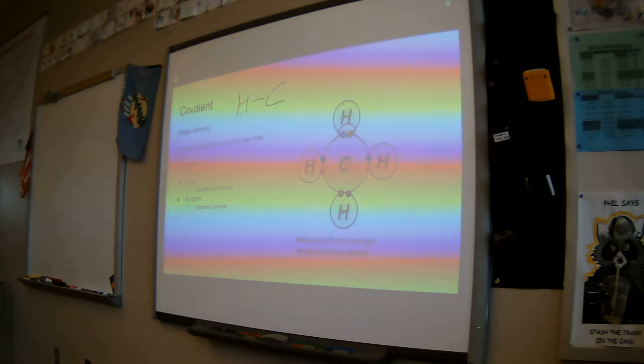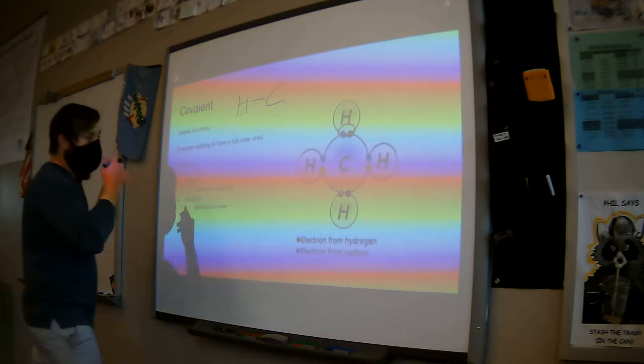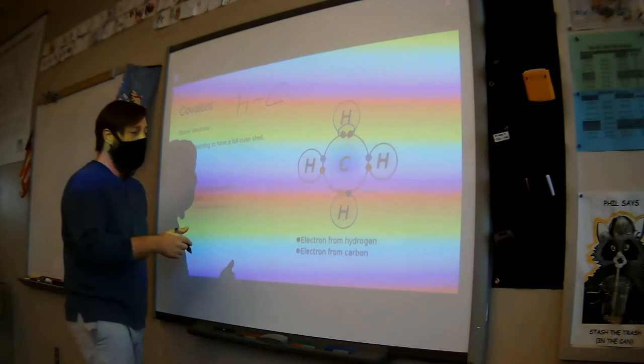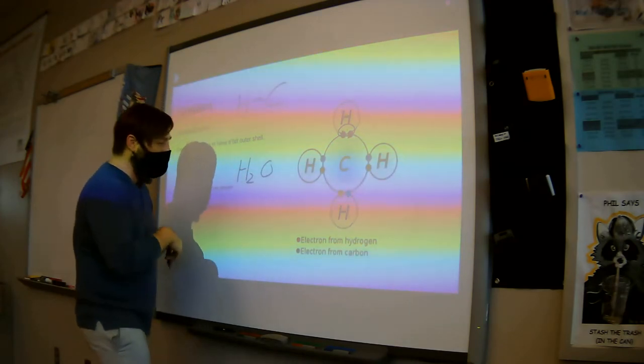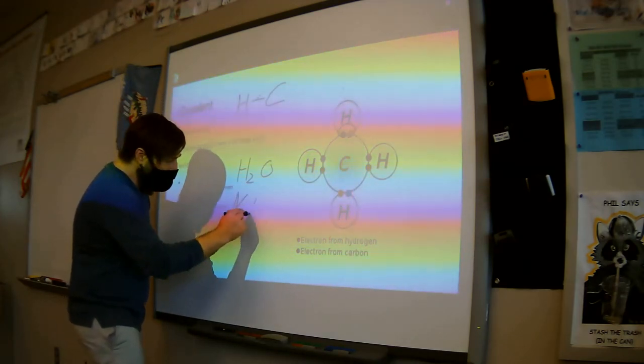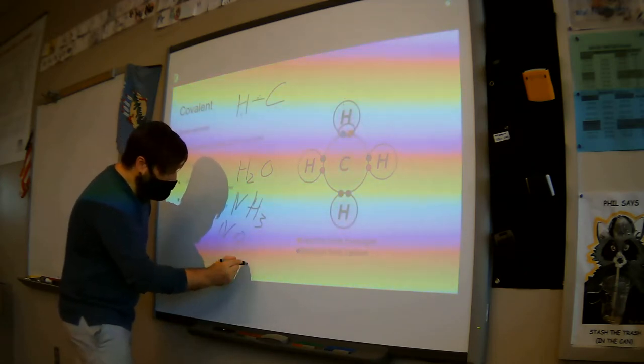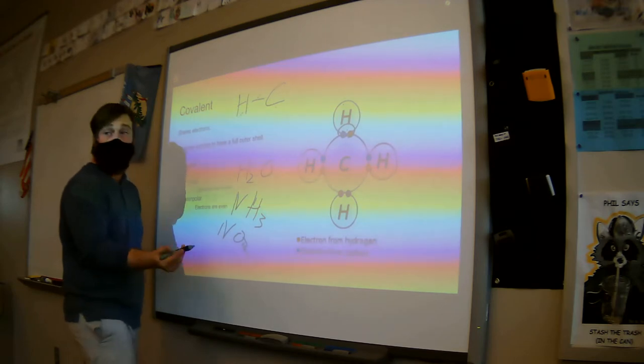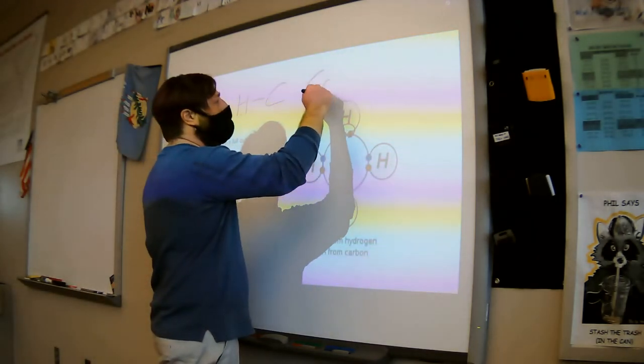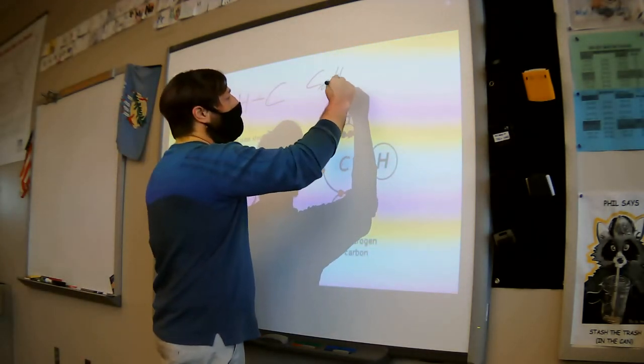some common covalently bonded things. Okay, you have methane, CH4, right? You have water, H2O. NH3, that's another one. NO2, right? Sugar. Sugar is covalently bonded. That's C6H12O6.